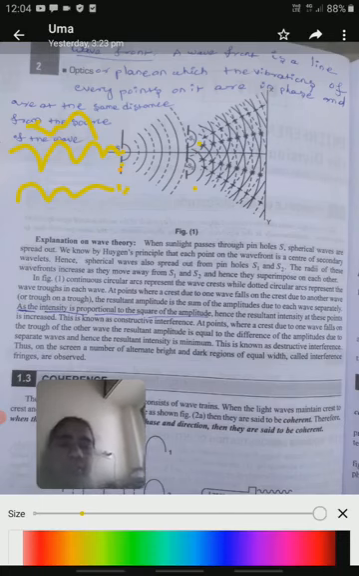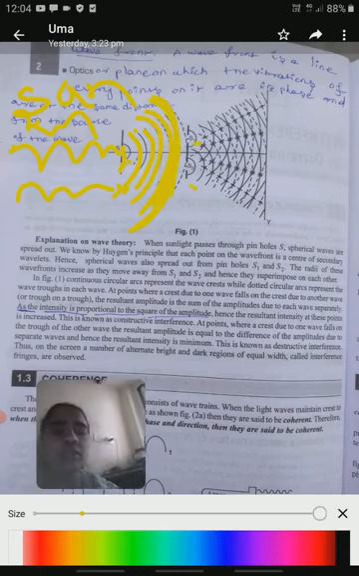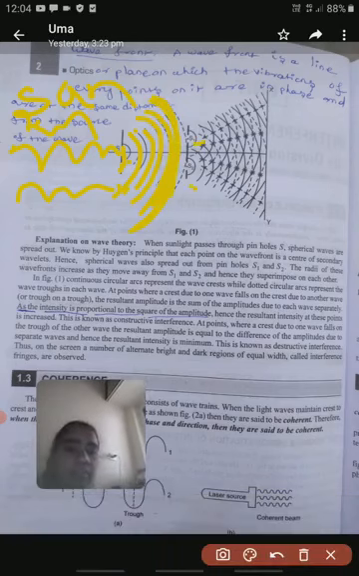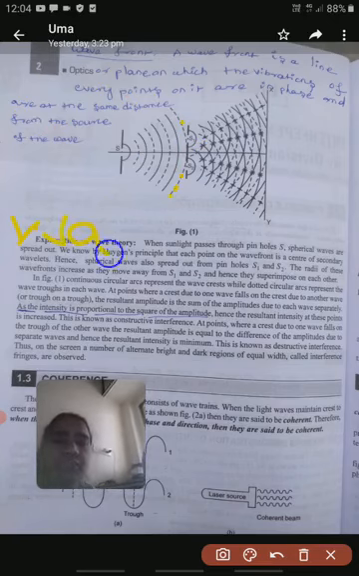When sunlight is incident on this hole, it automatically gives spherical waves. These are the spherical waves. These spherical waves are once again incident on the two small holes S1 and S2. This spherical line behaves like a wave front.